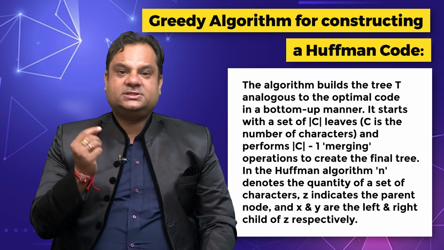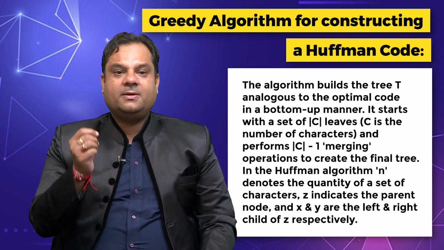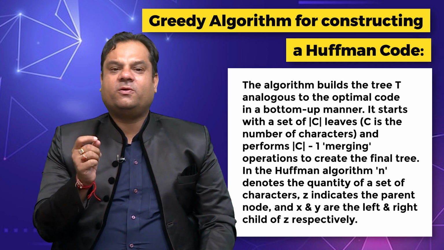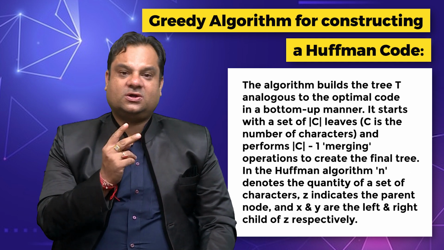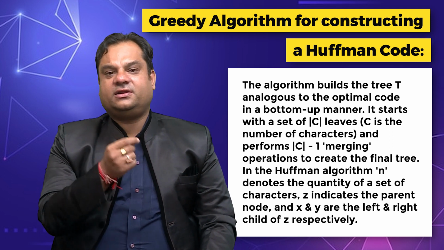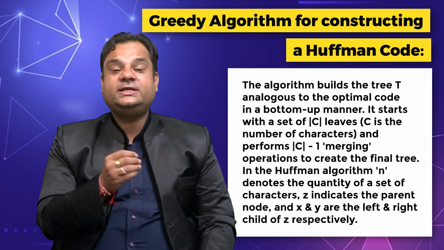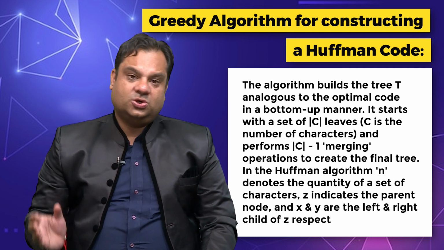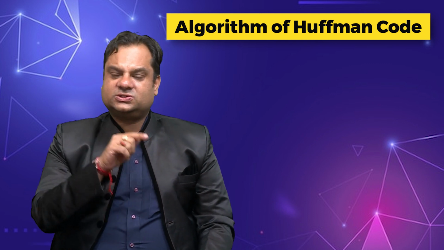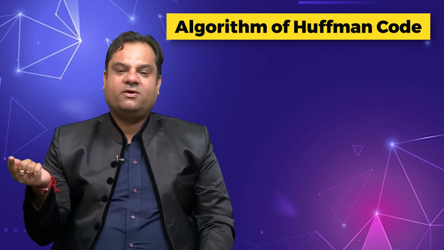We take one variable Z, which indicates the parent node, and that particular parent node comes from two children, X and Y, which are the left and right child respectively of the parent node Z. For creating this tree, we require an algorithm called the Huffman code algorithm. First we understand the algorithm, then we apply this code to generate the Huffman tree.